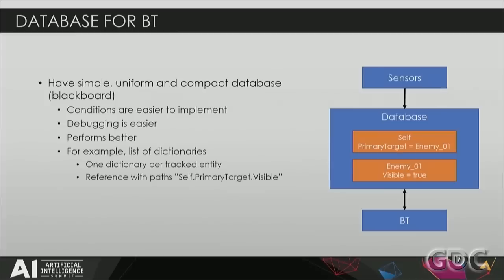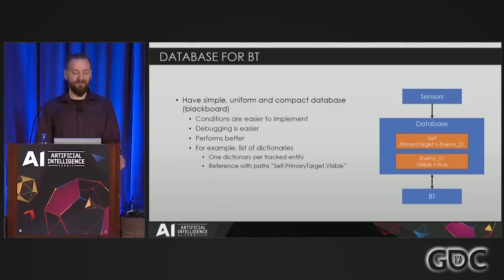One example, and I'm using this method in this presentation, of how you could implement a database would be to have one single dictionary per tracked entity, or known entity, for each of the NPCs. This dictionary is just a list of properties, key-value pairs, that this NPC knows of each of these tracked entities. In this example, we have an entry for self, the agent itself, and it would have only one property, primary target, set to enemy 01, which happens to be another dictionary in your database that has one property, visible, which is true. You can reference these entries in your decorators and nodes just by using a string path. For example, self.primaryTarget means you look at the self entity and read the primary target property. This happens to point to enemy 01, so now you read from enemy 01 the value of the visible property.